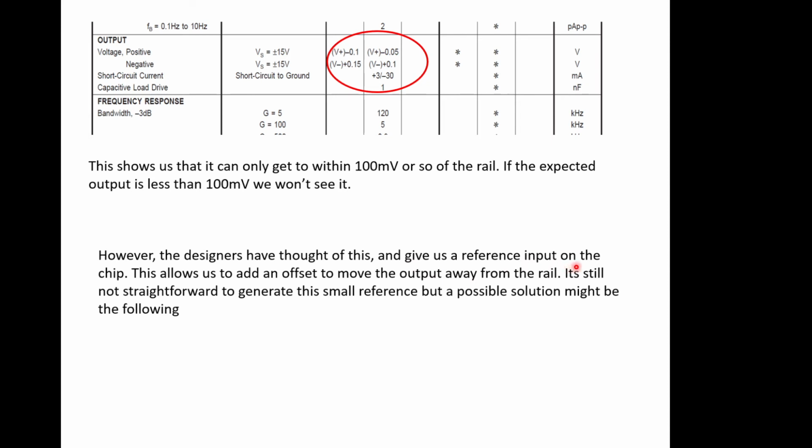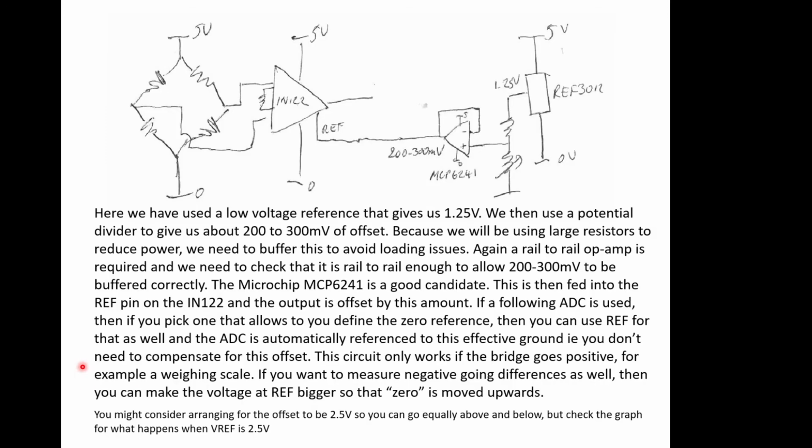There's another pin that we haven't looked at yet. This allows us to add an offset voltage to move the output away from the rail, so we can offset the output a little bit. We've still got to generate this reference, which adds a bit more complexity, but maybe we can do it like this, and this maybe helps a little bit in describing it.